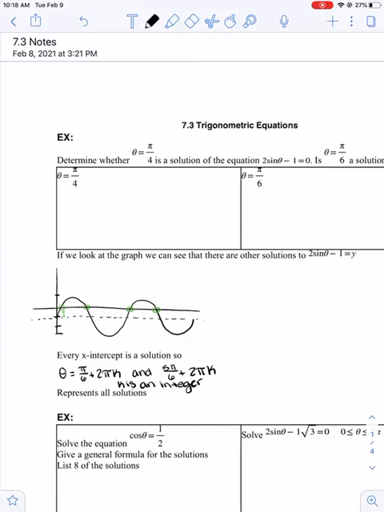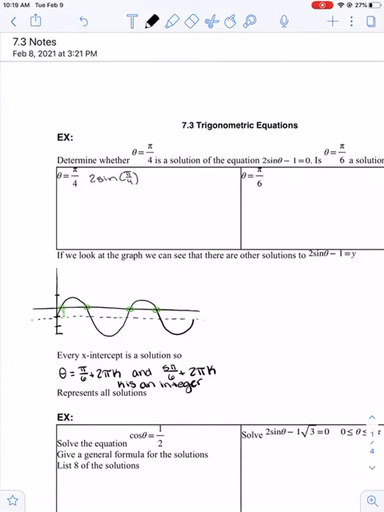We're going to keep working with trigonometric equations, and so for these first two examples, we're determining if pi over 4 and pi over 6 are solutions to 2 sine theta minus 1 equals 0. And how you do that is just plug in the radian for theta and see if it works. So we're going to check it out.